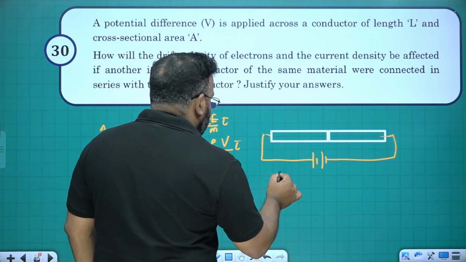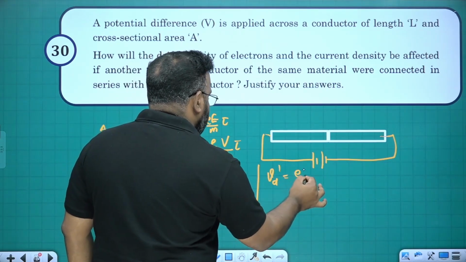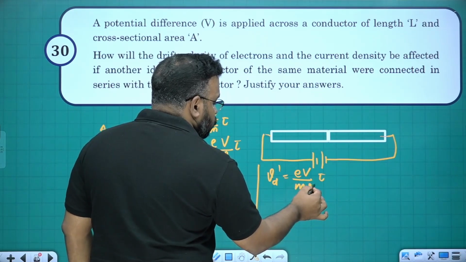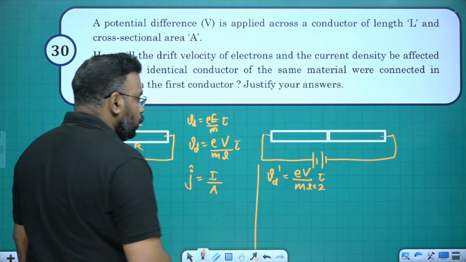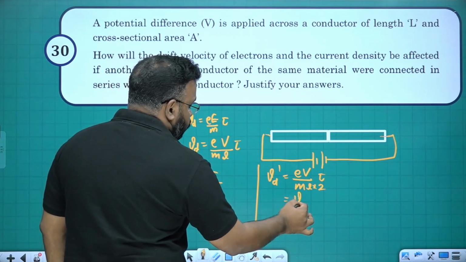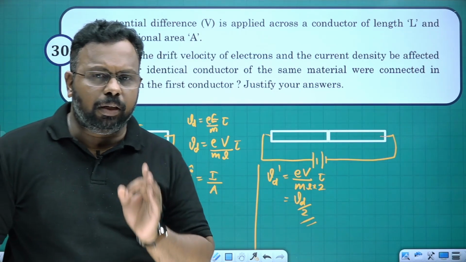So the new drift velocity, Vd dash, is equal to eV by m into tau, but the length is doubled, so this will be 2L. What is eV by ml into tau? That is the first drift velocity. So what you can see is the drift velocity is halved. Understood or not?